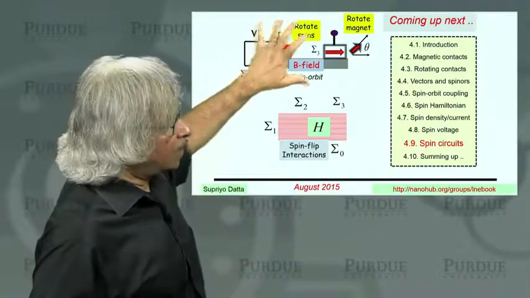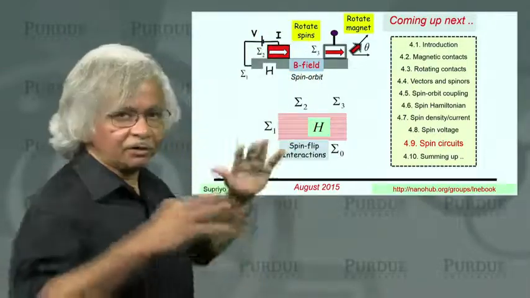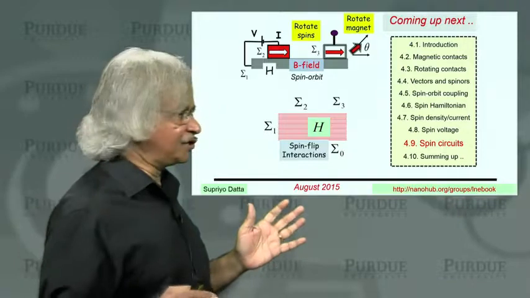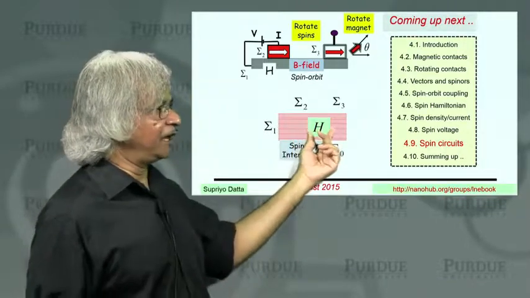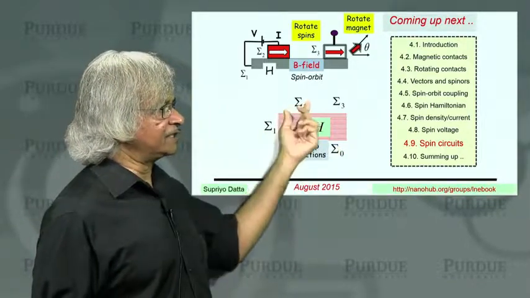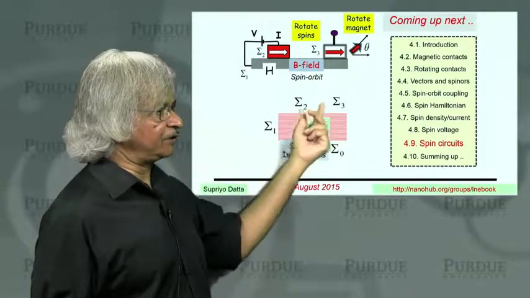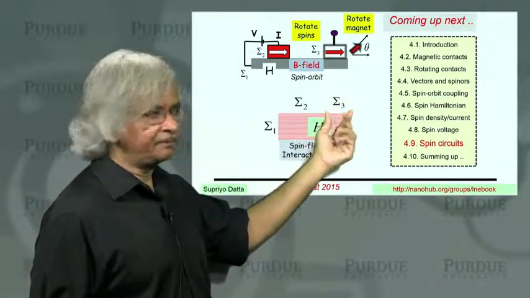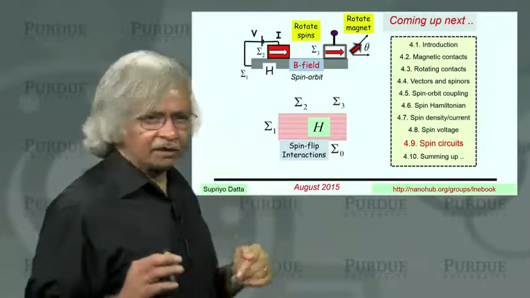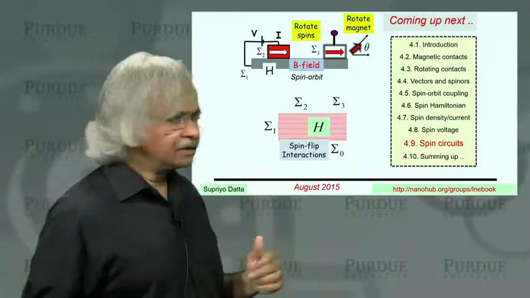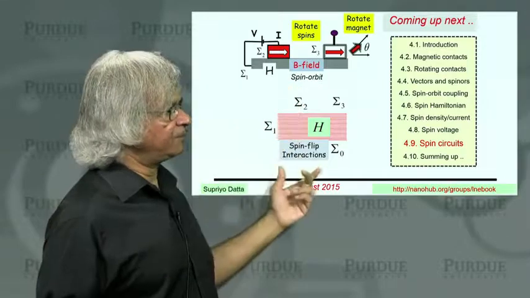Now, how would you model these things? Well, what we have discussed in this unit is how you could write down the H and how you could write down the sigmas. So for an experiment like this, you might need 3 sigmas for the 3 contacts, for example. But one important point that we haven't talked about is the spin-flip interactions.